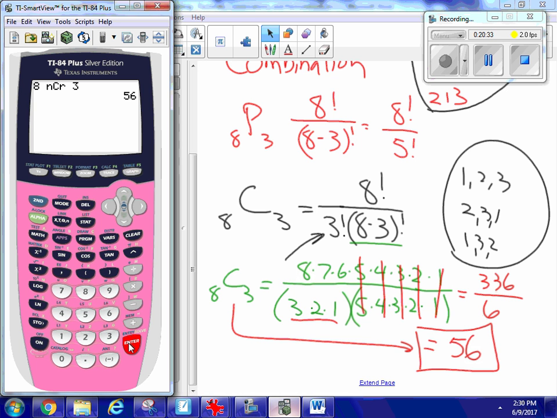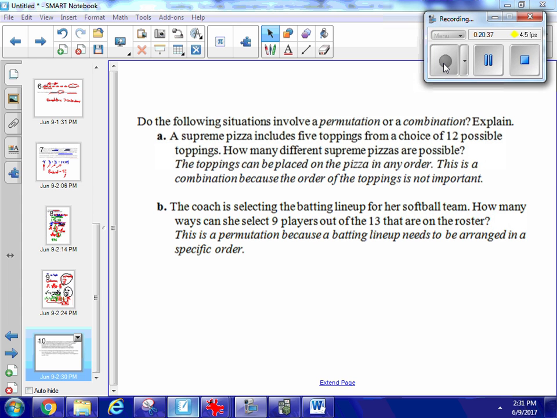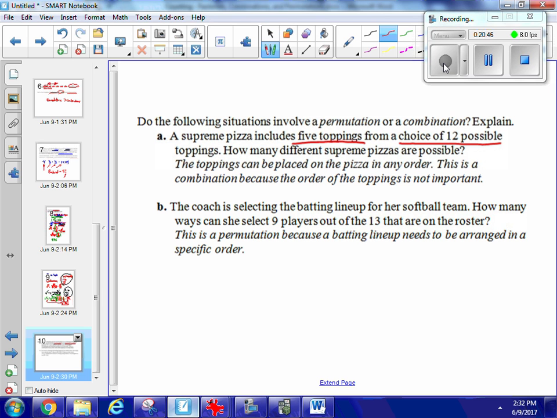I want to get a pizza, and I go to the pizza place, and I can get 5 toppings from a choice of 12. Do I care what order they're put on my pizza? I don't think so. Well, I personally kind of like my mushrooms on the top, but let's leave that aside. So I don't care about the order. This is going to be a combination. It's going to be C(12, 5).